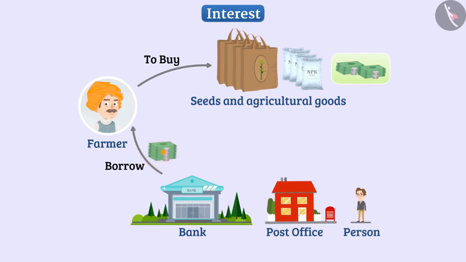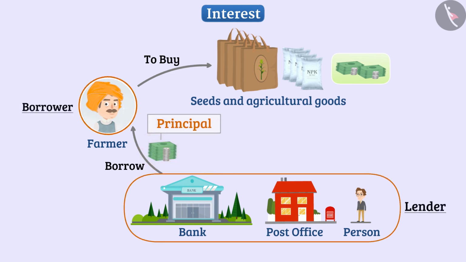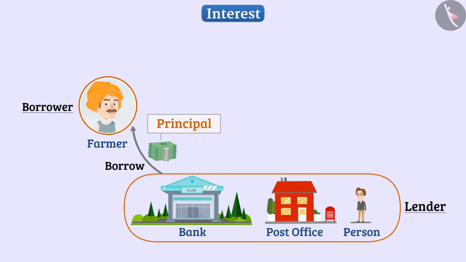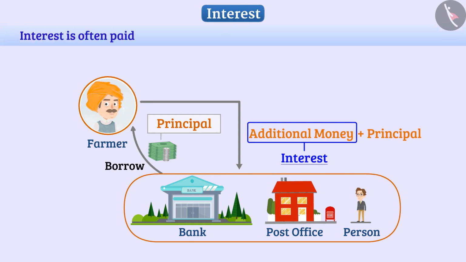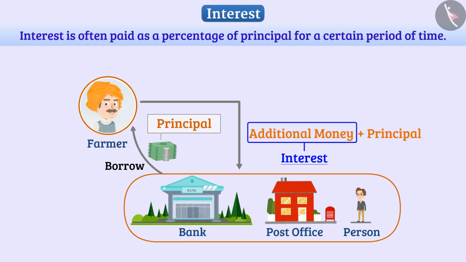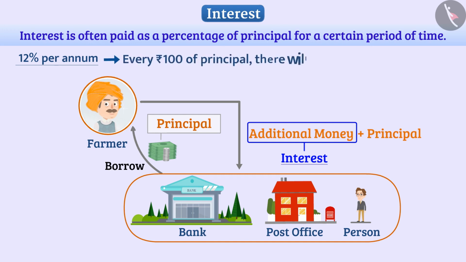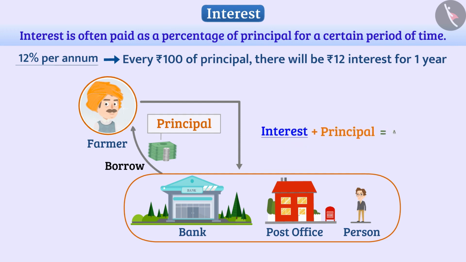The amount borrowed or lent to us is called the principal. The lender and the borrower agree on certain conditions, such as the amount of additional money to be returned along with the principal at the time of returning, etc. We call this extra money as interest. Interest is often paid as percentage of principal for a certain period of time. For example, 12% per annum means that for every rupees 100 of principal, there will be rupees 12 interest for 1 year. The total amount to be returned by adding principal and interest is called amount.